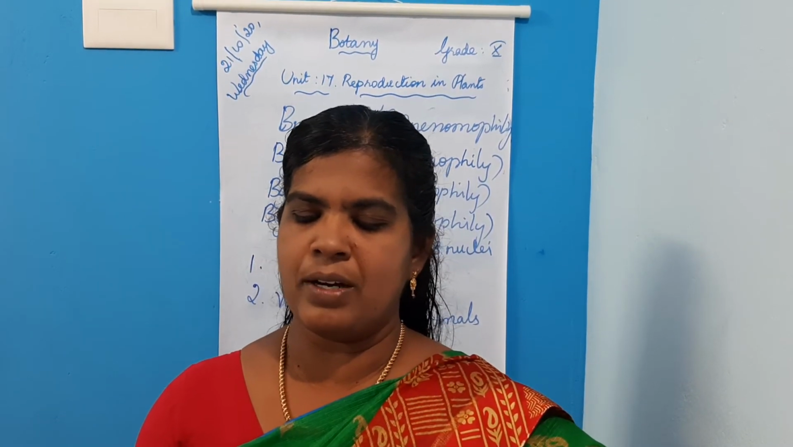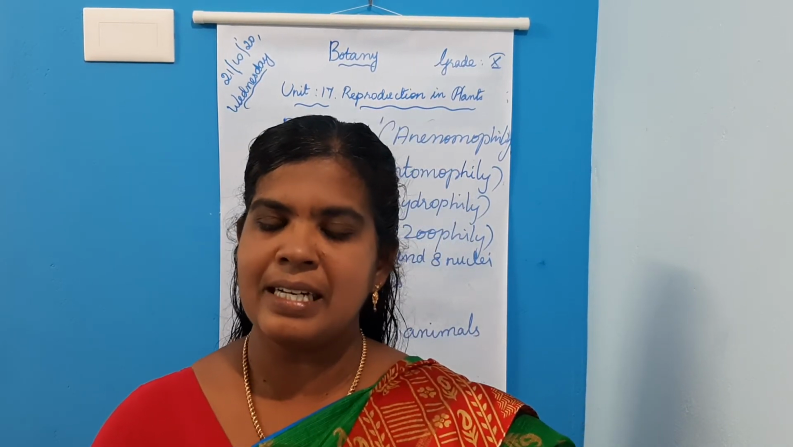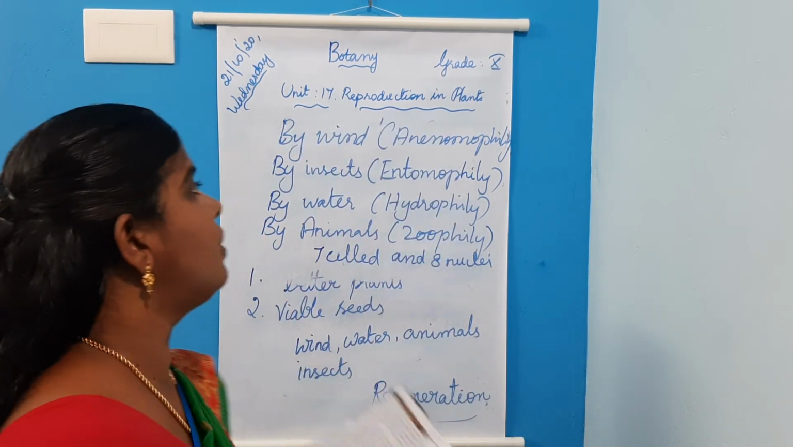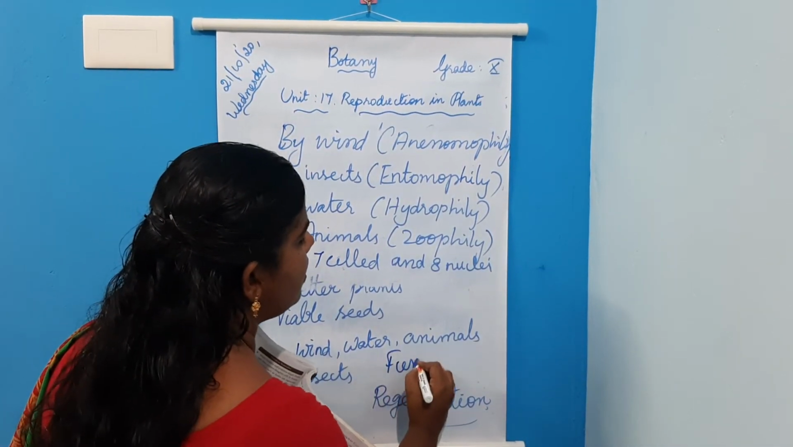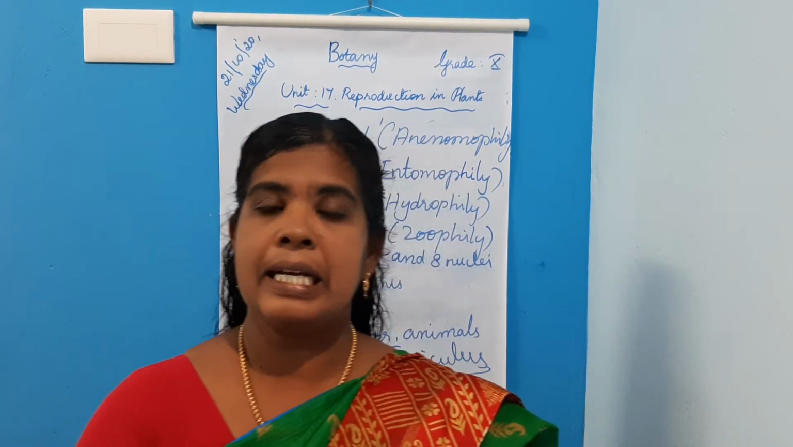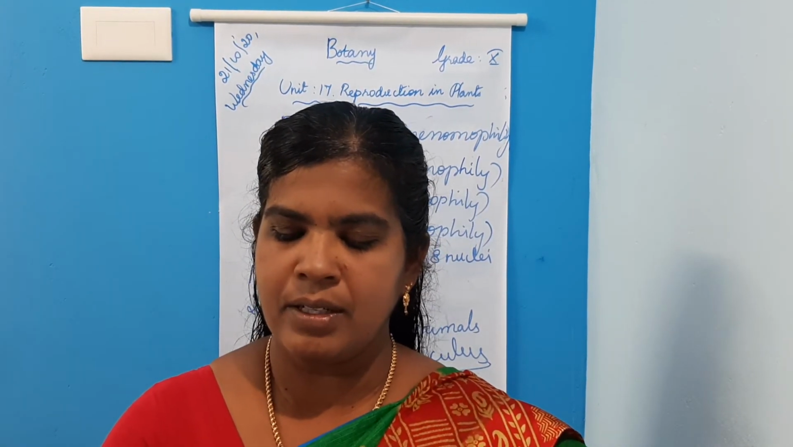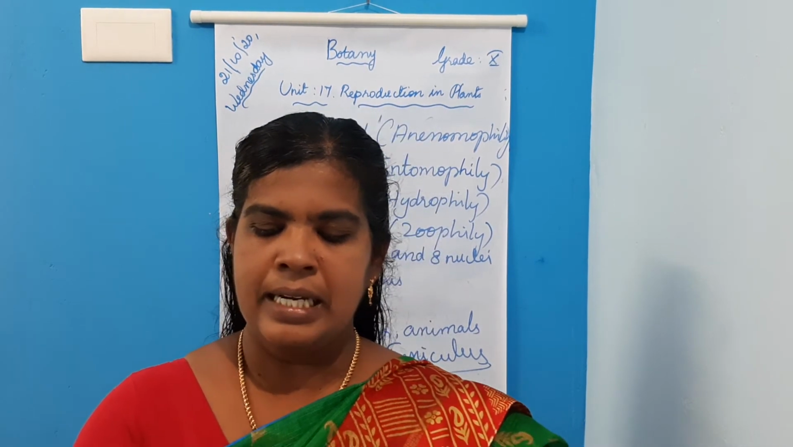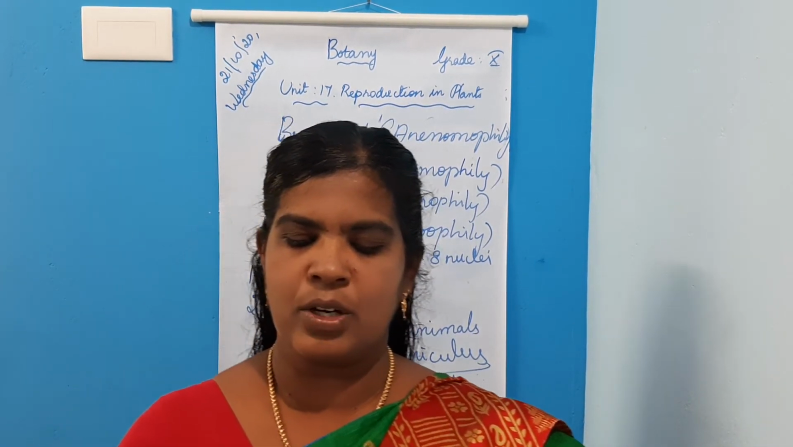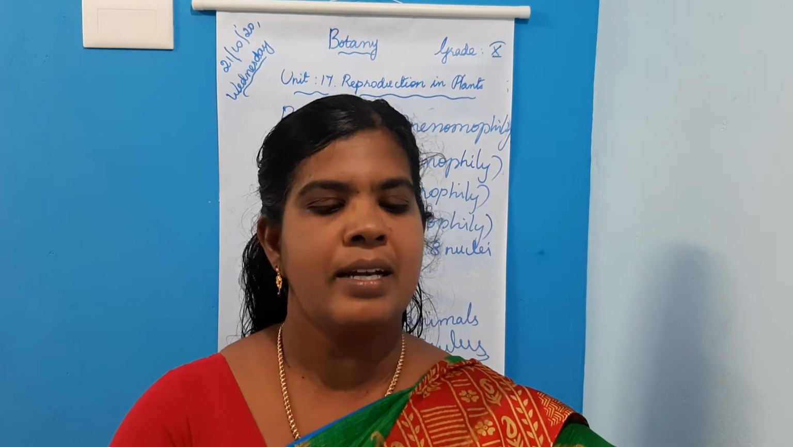Next, state whether the following statements are true or false. Roman number 4: the stalk of the ovule is called pedicel is given. It is false. The stalk of the ovule is called funiculus. Underline the term pedicel and write funiculus. Next, seeds are the product of asexual reproduction. The given statement is false. Instead of asexual reproduction, you have to write sexual reproduction.